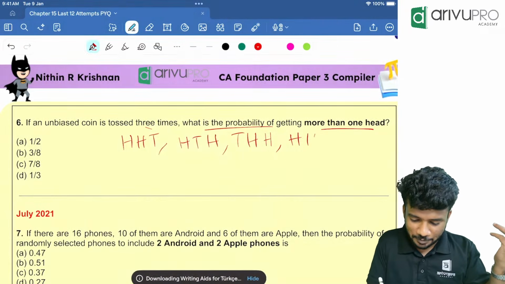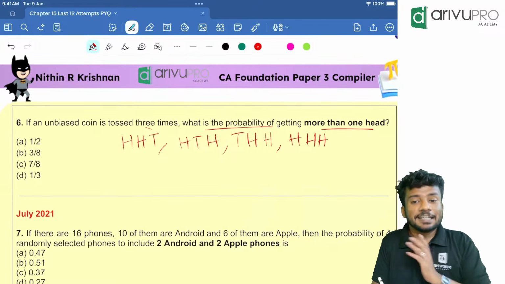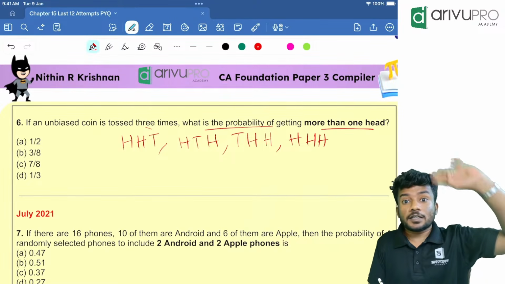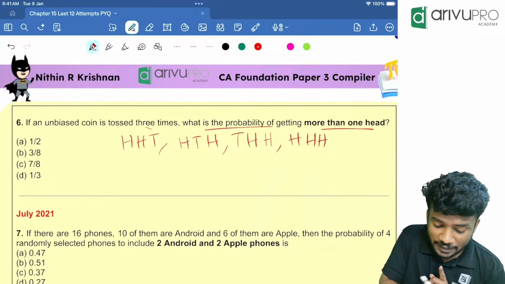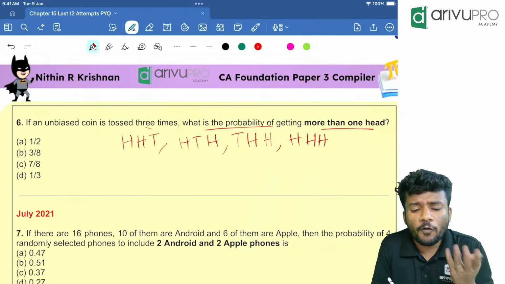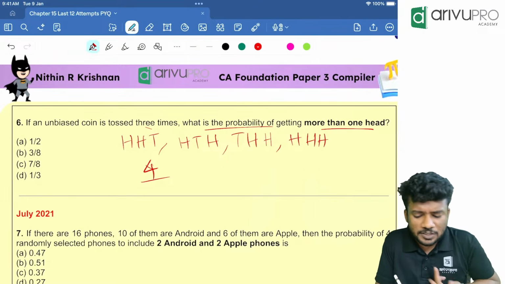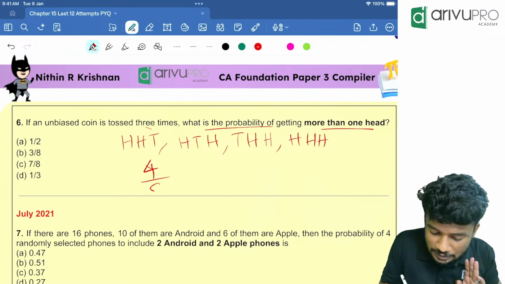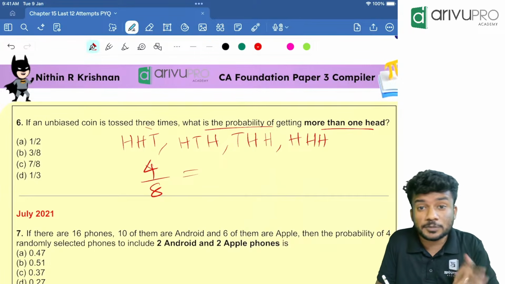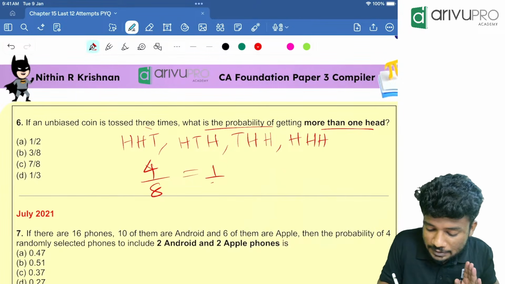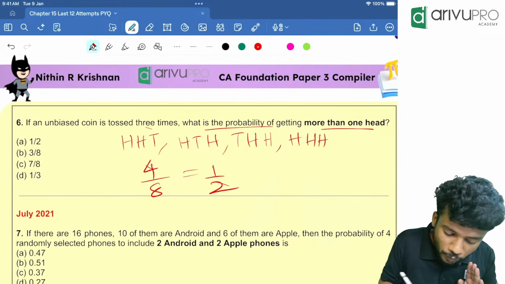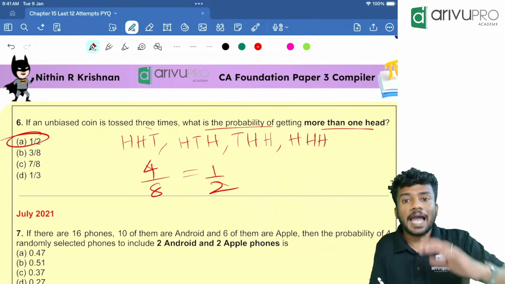Head means it is there in 3 times. So n of A is how much? How many times is it happening? 4 times it is happening. Then we know the total sample space is 2 raised to 3, which is 8, so n of S is 8. So 4 by 8, the answer is 1 by 2. Option A is your answer.